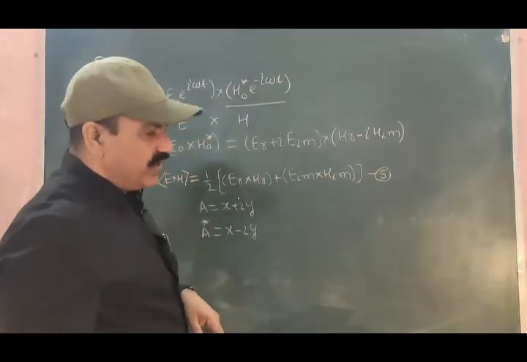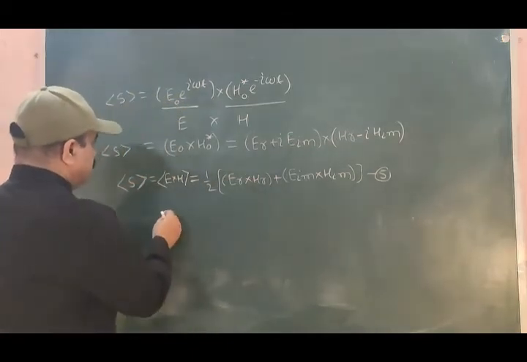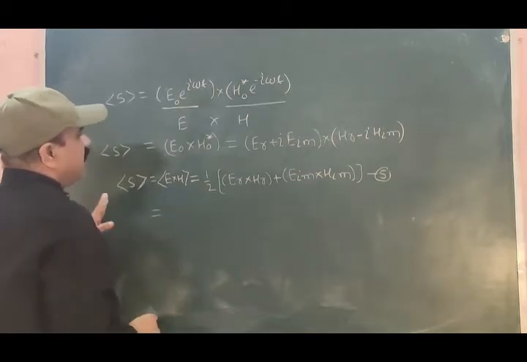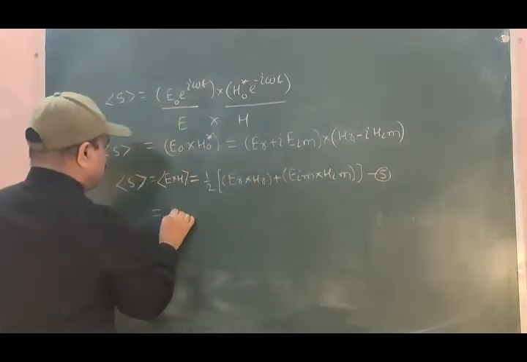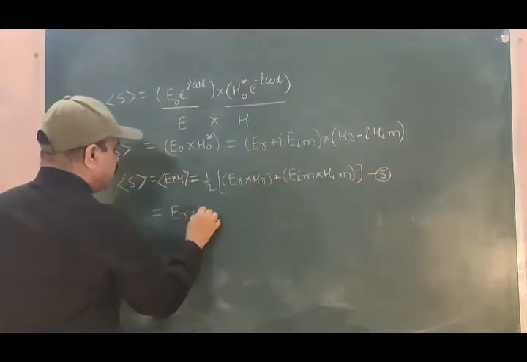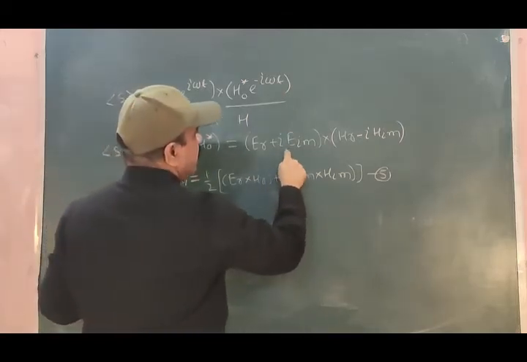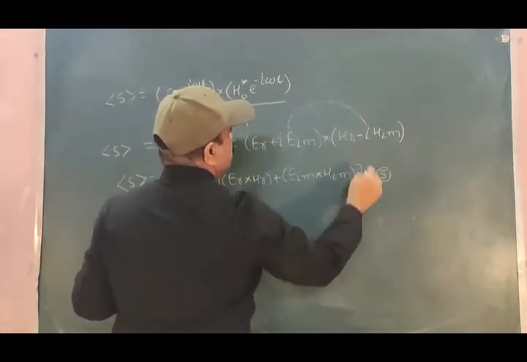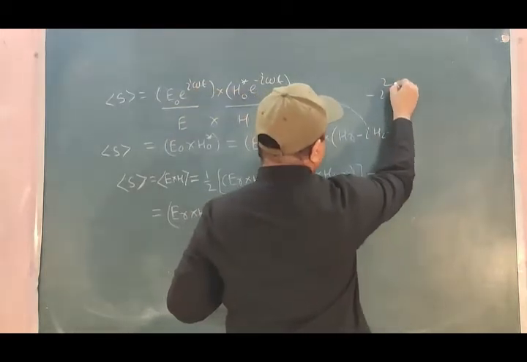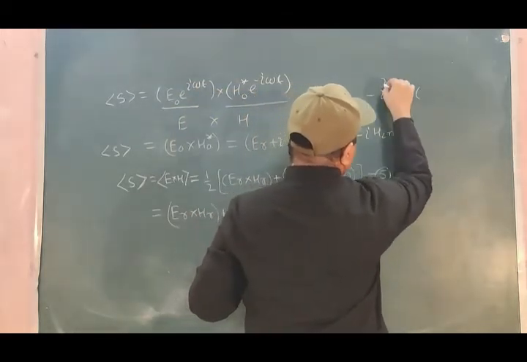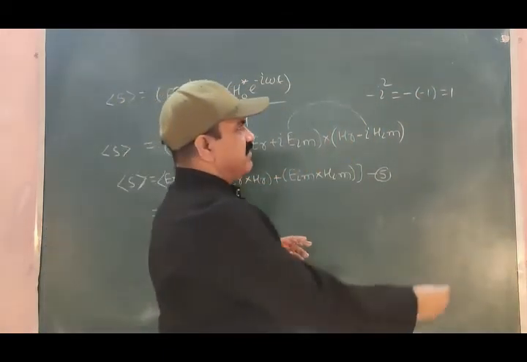Let us work this out further. If we work this out, we will have this time average of the Poynting vector as ER cross HR plus, let us take the product of these two, i into minus i, minus i square, minus into the value of i square is minus 1, that is simply 1, that is plus 1.